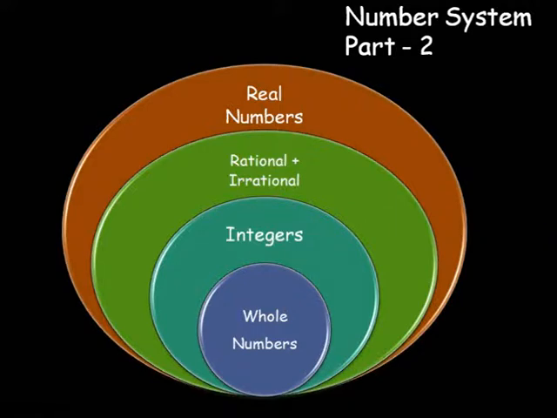In the previous lecture we have studied about natural numbers, whole numbers, integers and rational numbers. In this lecture we are going to study what irrational numbers are, and how they are different from rational numbers. Also we are going to study something about the real numbers, and finally we are going to study some of the very important properties of irrational numbers together with some solved examples. So let's begin.